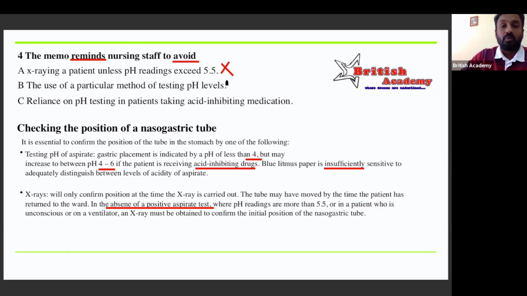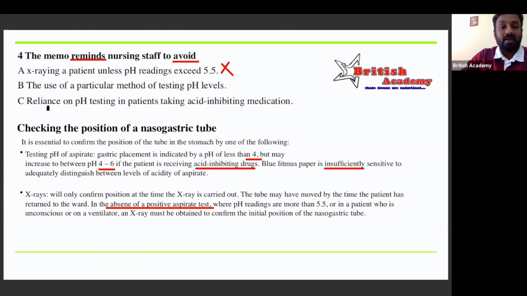So maybe this option is not the closest one. See, it also says with the closest one, it may say that, okay, fine, it can be done, but it may not be the right option. Reliance on pH testing in patients taking acid inhibitor. Oh, sorry, I'm wrong. Okay.